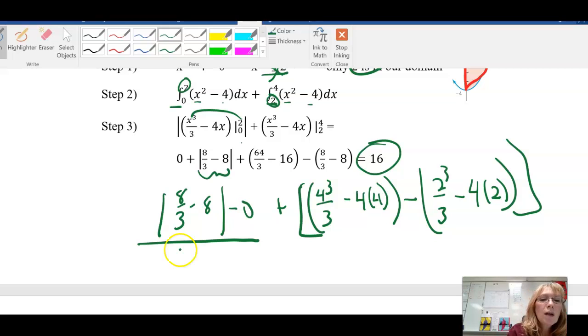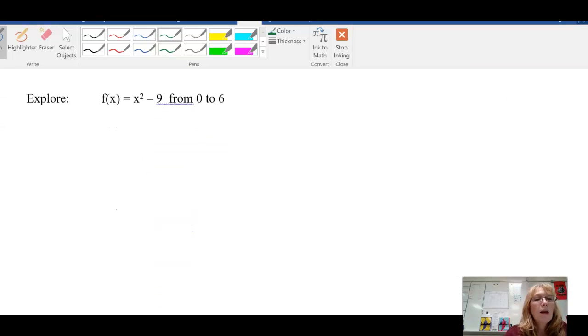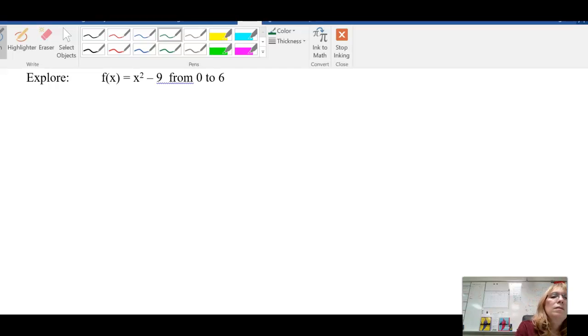So this is actually a negative 16 thirds. Whoops. But you're going to type in 16 thirds plus, and you're going to use the rest of your values. All right. I hope you did a good job on that and you got your 16 for your answer. Okay. Pause and try yours.